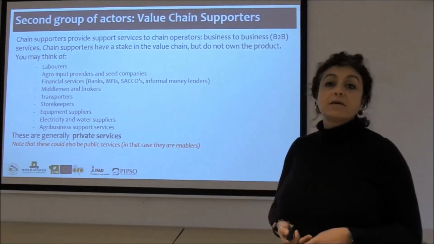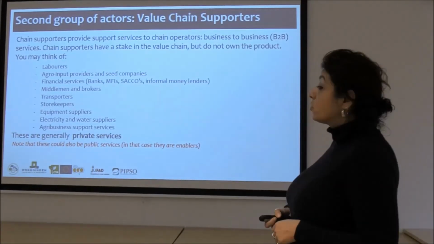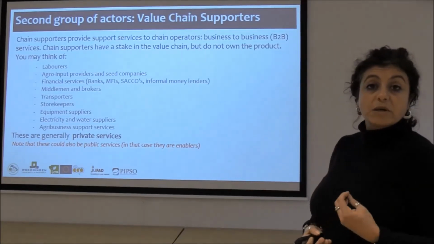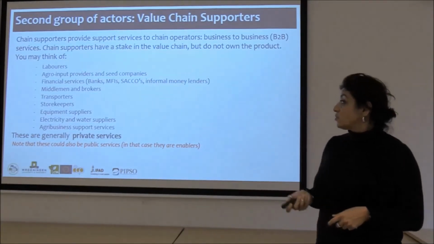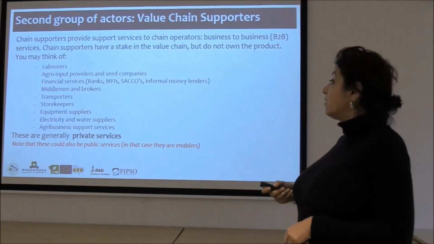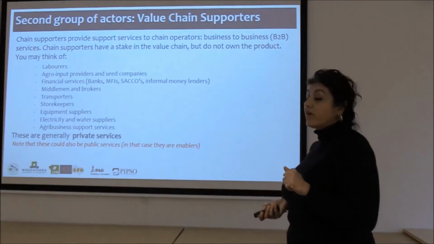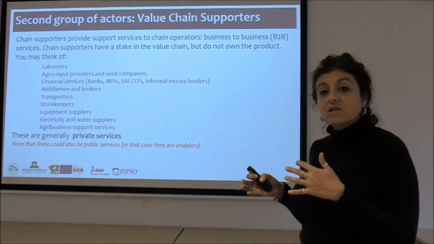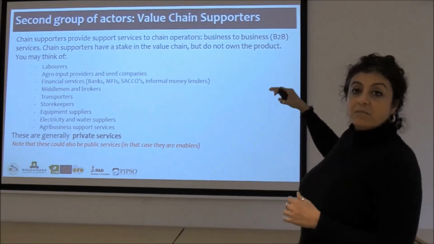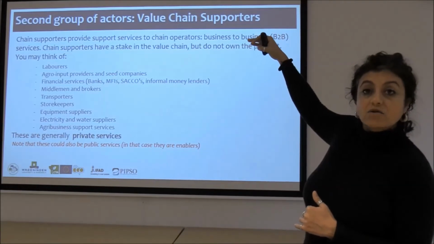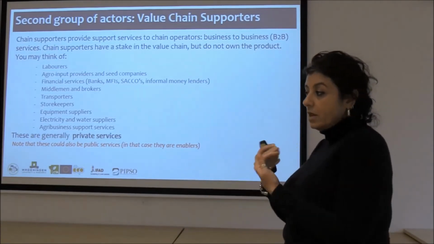Middlemen and brokers that you might have to interact with provide you services to find markets. Or sometimes there can also be brokers that provide some inputs that you need for your farm organization, for instance. Transporters, storekeepers, equipment suppliers, electricity and water suppliers, agribusiness support services are all seen as value chain supporters. It's very basic. There is a service you need, you pay for that service. These are not along the value chain, but they are outside of the value chain and are there to provide you the services that you need by paying them.